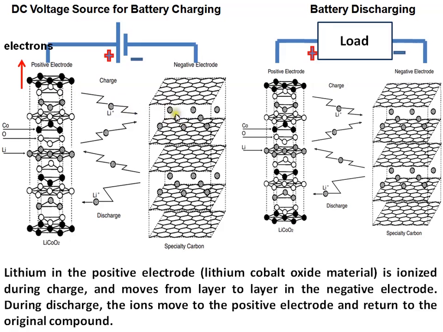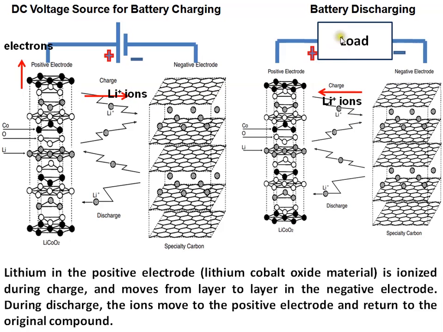And these lithium ions are stored inside the layers of the carbon. The electrons also move from the positive to the negative terminal and occupy the negative electrode. Here you can see lithium ions moving from the positive to the negative electrode during the charging process.